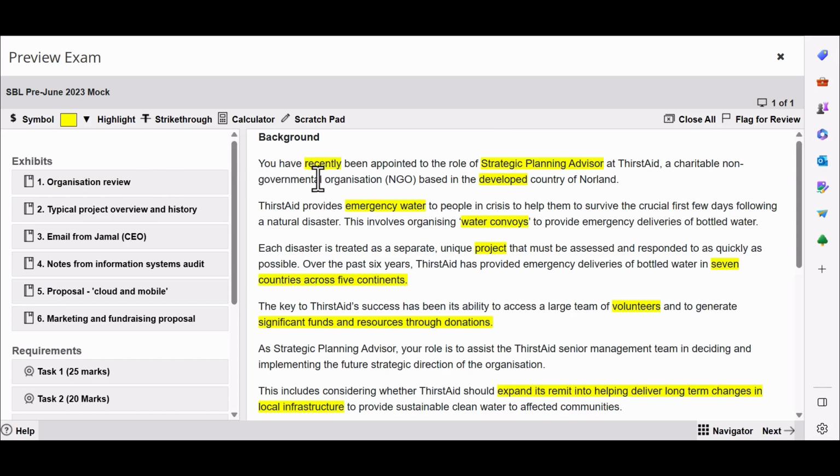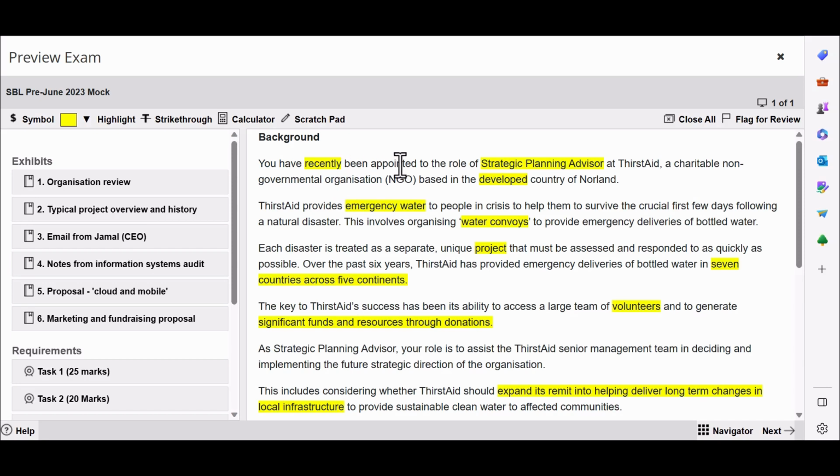And what you do when you look at that is you try and understand the context of the organization in the exam and also your role in that organization. So you highlight these words here. I'll show you which ones I've highlighted and why, and then we'll move to the next step.